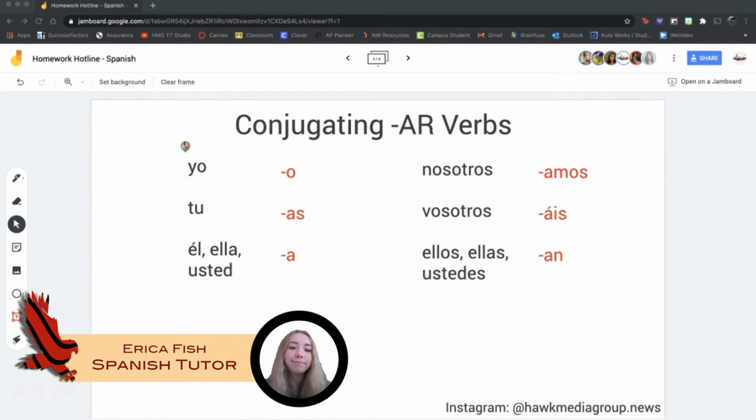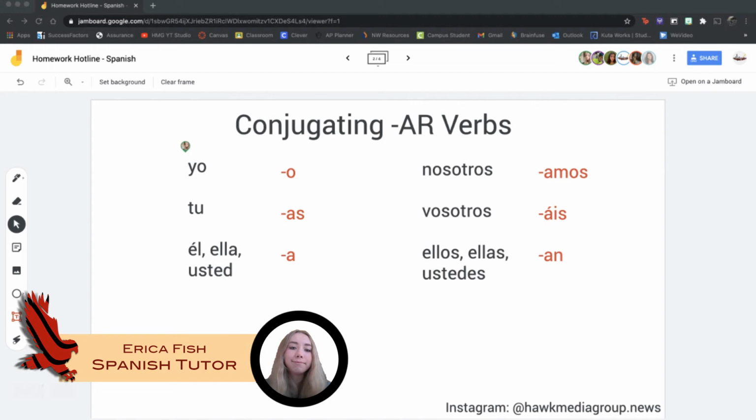So yo is I, which is kind of nice because when we change our verb from AR to whatever we want it to be, yo, oh, it kind of works well. And then we have tú. Tú is you in Spanish, which is also kind of nice because it rhymes. It makes it a little easier for our brains to remember. And then we have él, ella, and usted.